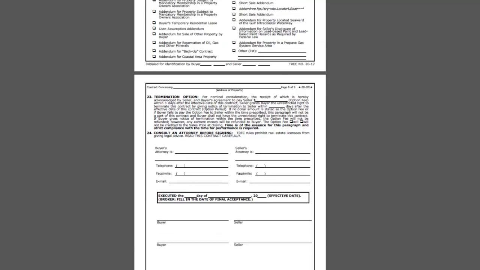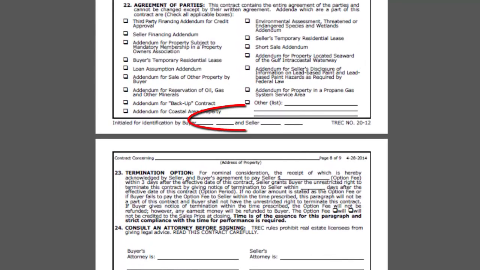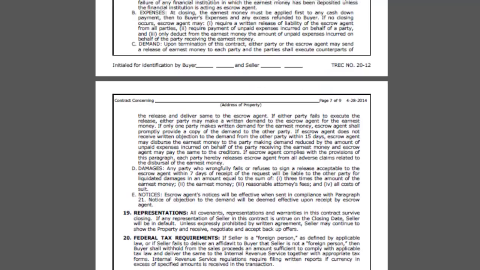The first 7 pages have initials at the bottom of the page, and then pages 2 through 8 have an address field at the top. So you want to make sure that your clients are initialing every blank and you're filling in the address blank at the top of each page. Filling out the address helps to identify the page in case the page is misplaced.